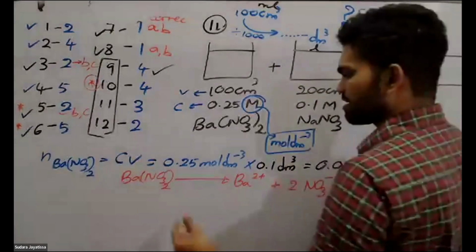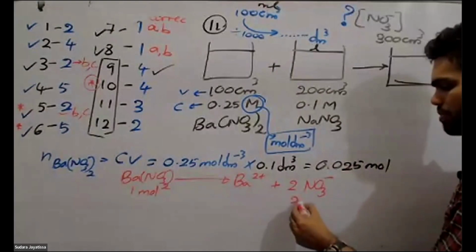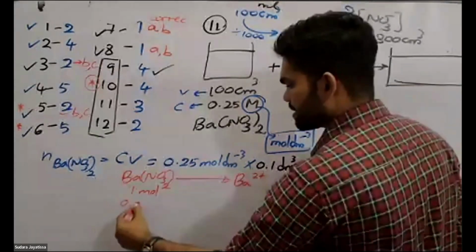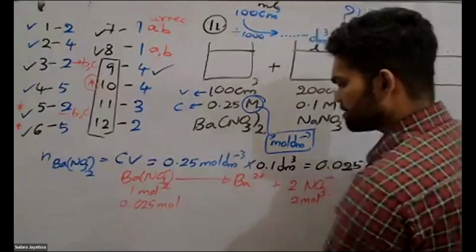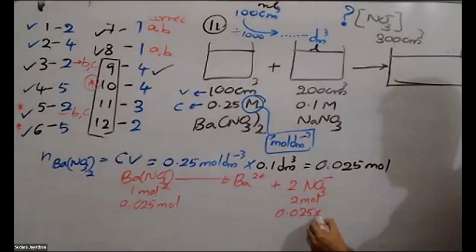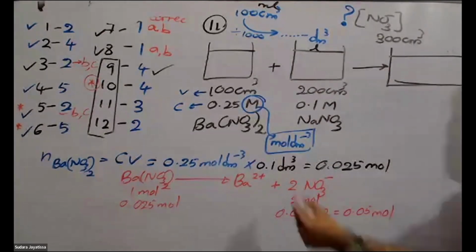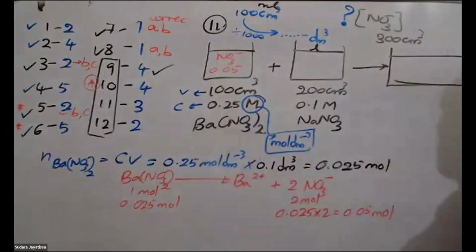But still you can see, from 1 mole of this compound, you will get 2 moles of this one, no? Isn't it? So from 0.025 moles of this whole compound, you will be getting 2 times like that. That means 0.025 into 2, 0.05 moles. So from nitrate, here you are having nitrate 0.05. Okay, did you understand that one?